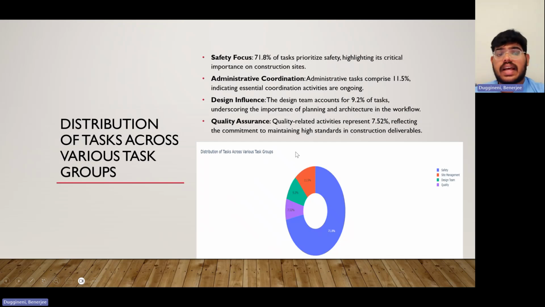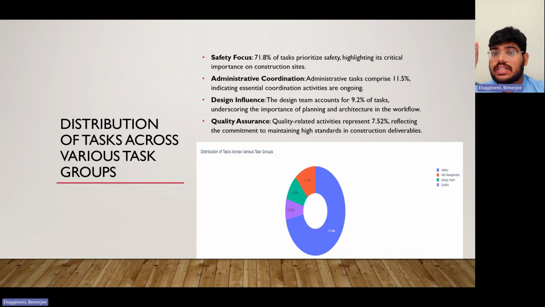Coming to the distribution of tasks across various task groups, the blue column indicates safety. 71.8% of tasks prioritize safety, highlighting its critical importance. Safety is a very important criterion on construction sites.